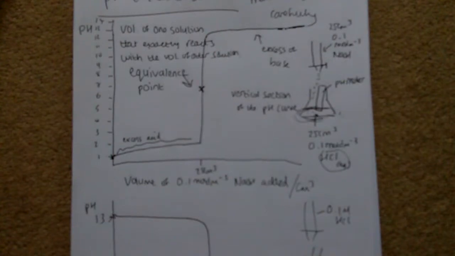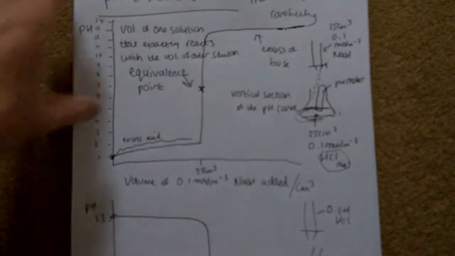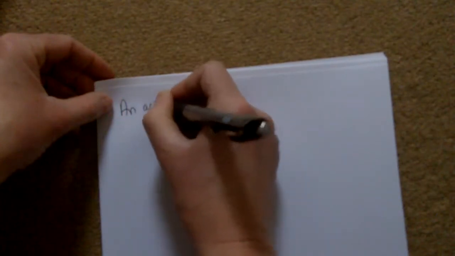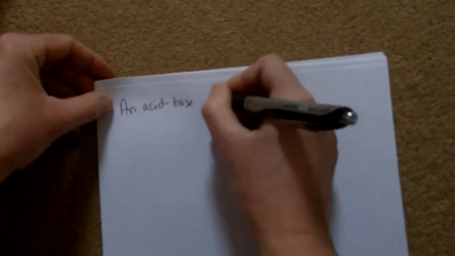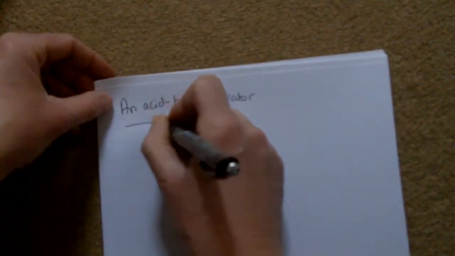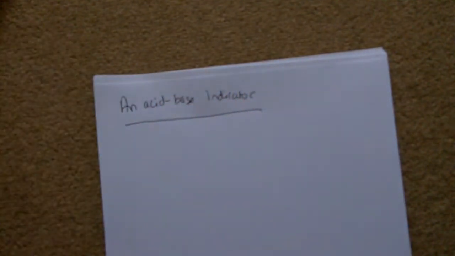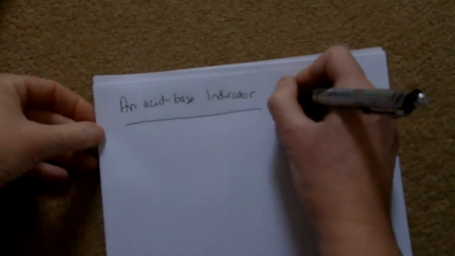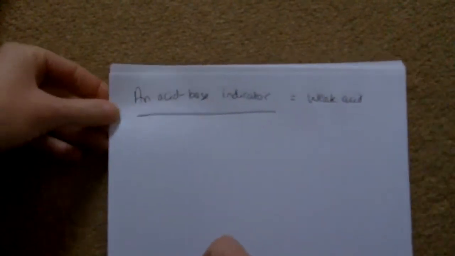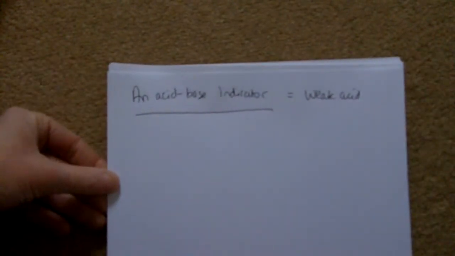Let's talk a bit about acid-base indicators. So what actually is an acid-base indicator? Now, you do not need to know the formula of any indicators, because they're quite complicated. What you need to know is that an indicator is a weak acid.